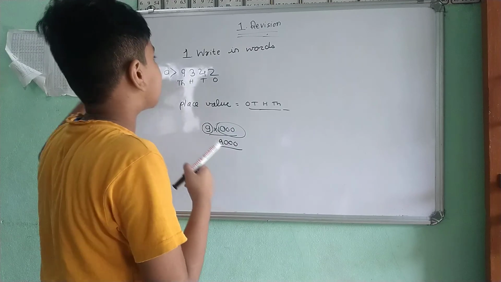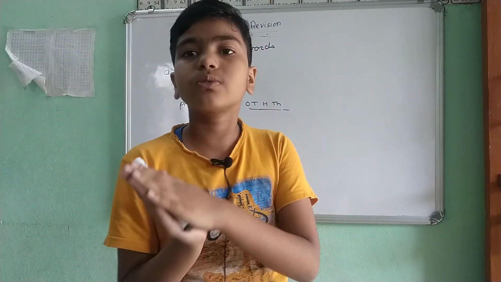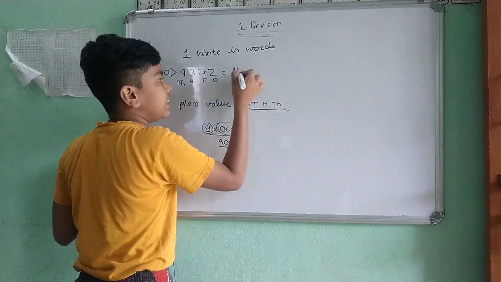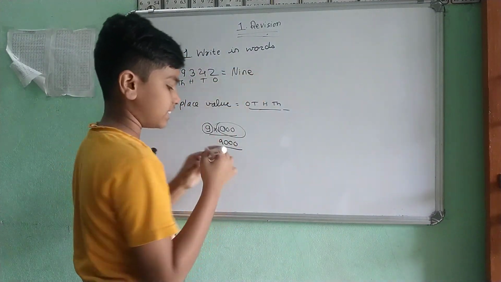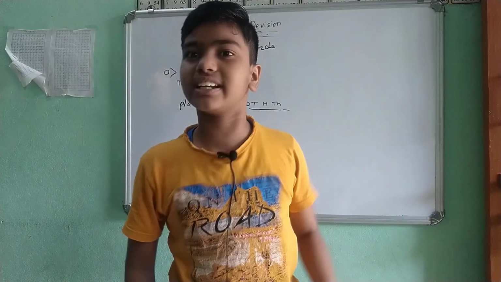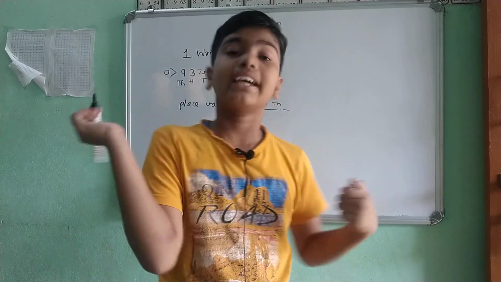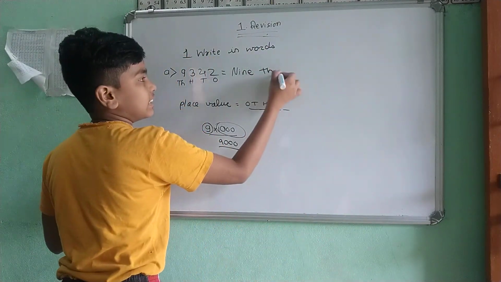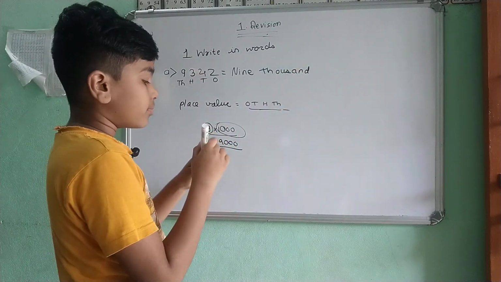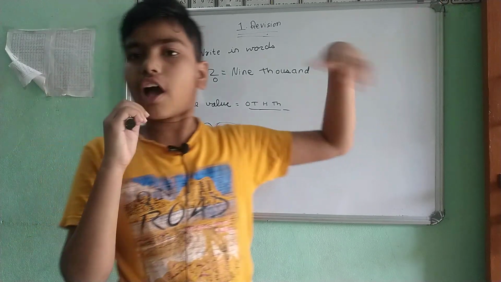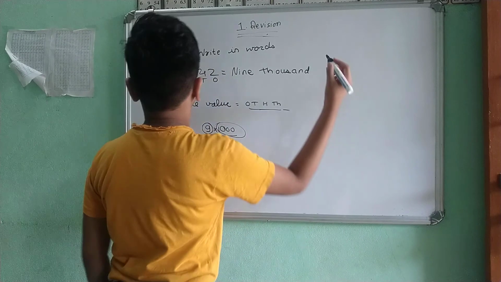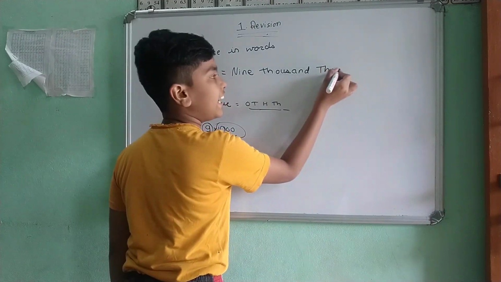Now, how to use it? First of all, I will think that the 9 is not in the 1000 place and just write 9, like this, N-I-N-E, 9. Then, I remember the 1000. It was in the thousand place, so it will be 1000. Then, I know 342, you are learning it from second standard. So, I know it. It's 300, T-H-R-E-E.